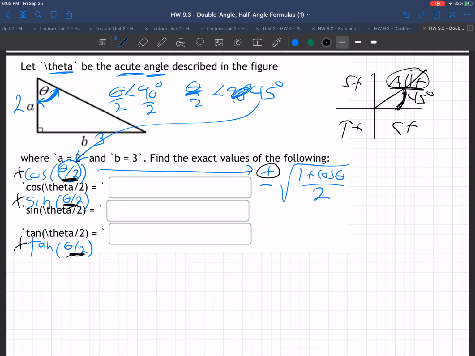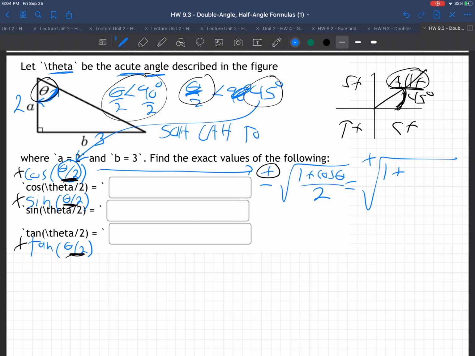Okay, so now we just use this formula. Equals square root of 1 plus the cosine of theta. What's the cosine of theta? Well, you remember SOHCAHTOA, right? SOHCAHTOA tells us cosine is adjacent over hypotenuse. This side right here is the opposite. This side is the adjacent, and this side is the hypotenuse.